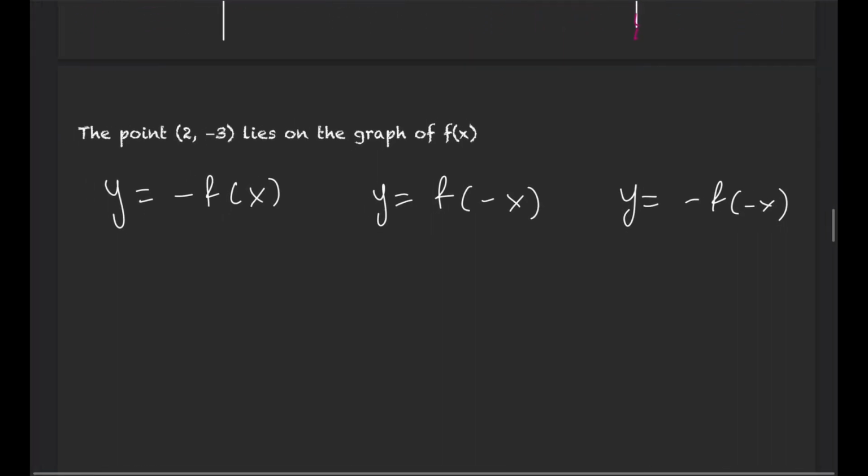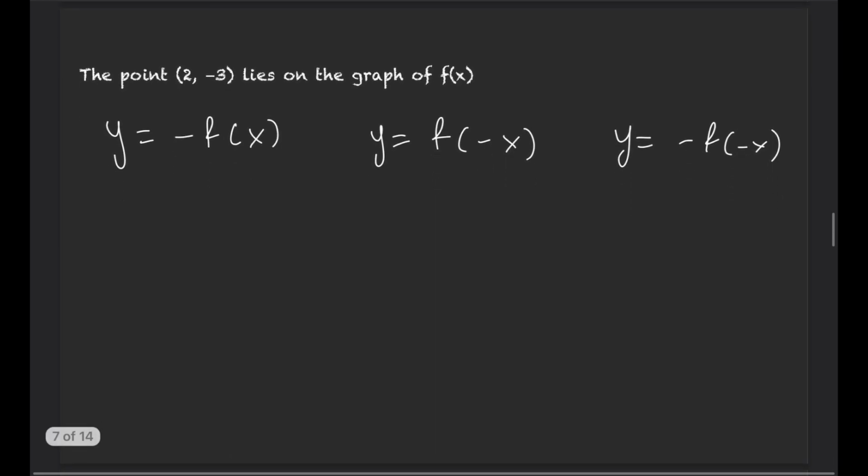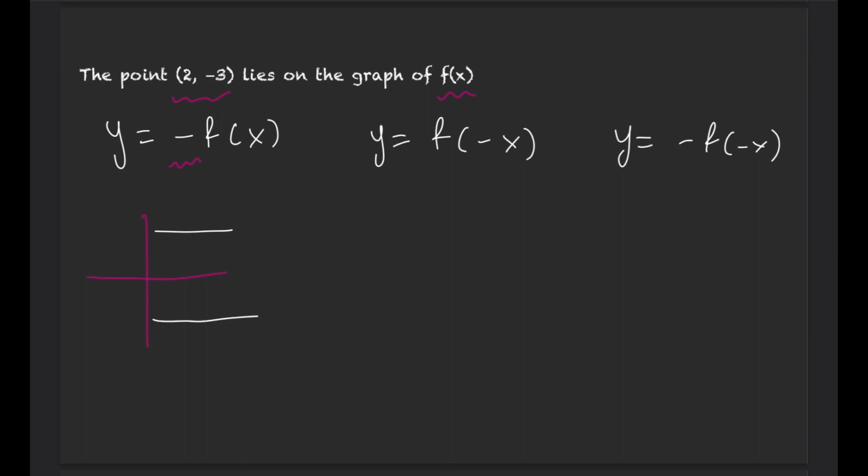Okay, great. So let's try this. The point 2, 3 lies on the graph of f of x. So what would happen to the point if we now have y is equal to negative f of x? Well, we know the negative means that this is a reflection, like this was the original function, and that would be the new function. I'll do it in blue. So it's going to be flipped over in a reflection in the x-axis. So it would be 2, negative 3 now.